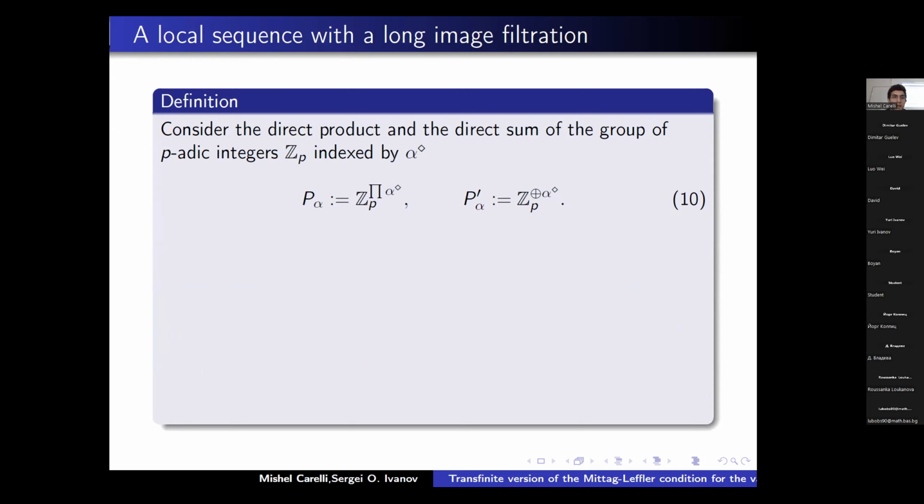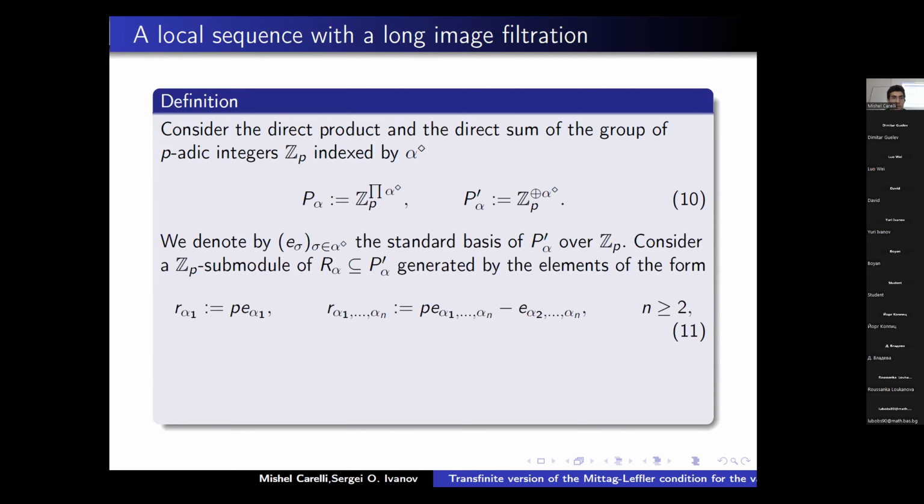We're going to define the groups P alpha and P alpha prime. P alpha is the direct product of copies of Z_p indexed by alpha diamond. And P alpha prime we can view as the subgroup of P alpha. It's just the direct sum of copies of Z_p indexed by alpha diamond, right? And so we denote by e sigma the standard basis of P alpha prime over Z_p, and we consider a Z_p-module. This is a submodule of P alpha prime called R alpha, generated by the elements of the following form.